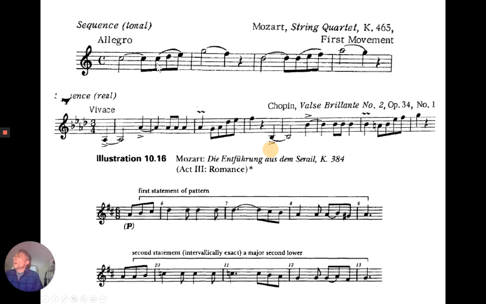So an example of a tonal sequence, because it stays within key. All right, I will not try to play this in the 4 flats. But a real sequence, because we have an exact perfect octave going down by a minor second, going down here with the accidental down by a minor second.